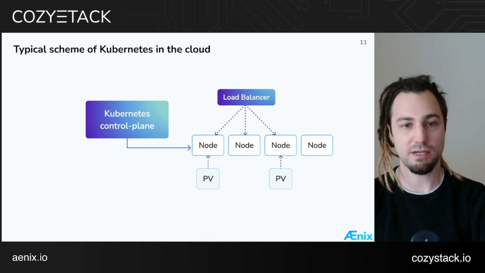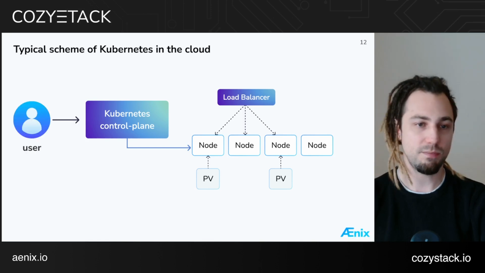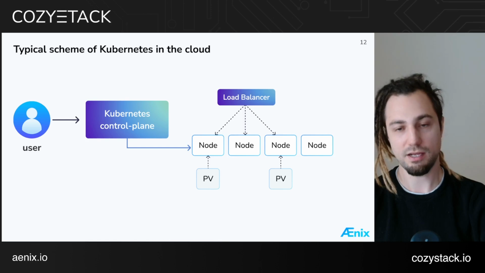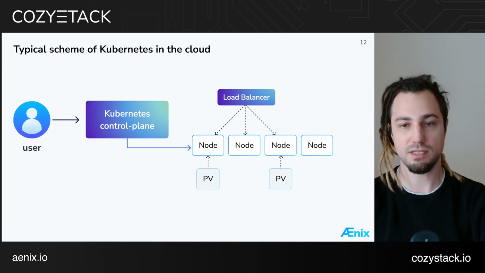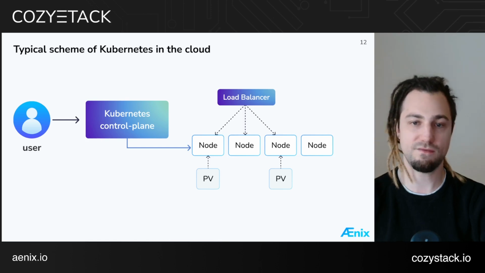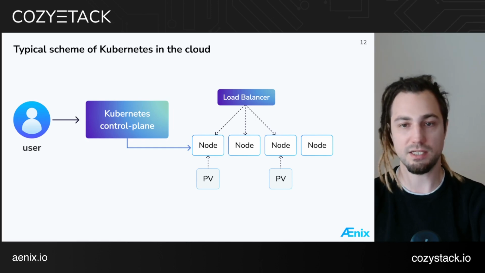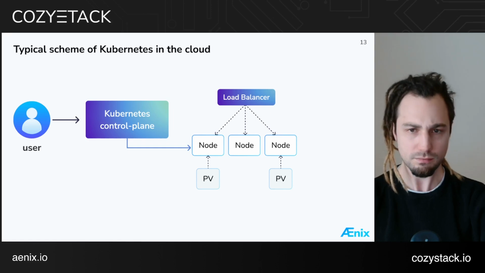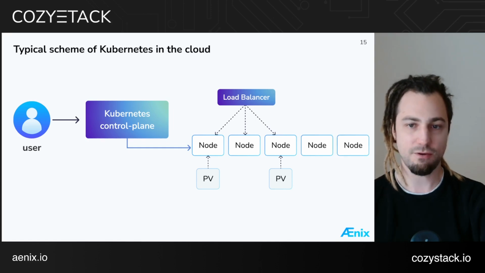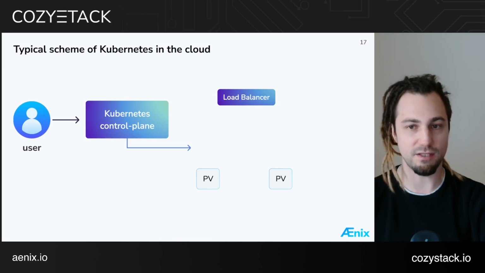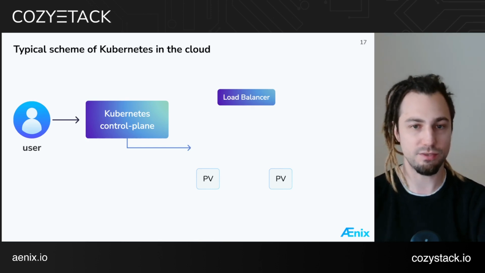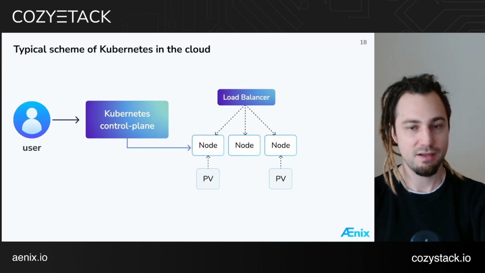You have a Kubernetes control plane, you communicate directly with it, and you have worker nodes, persistent volumes, and load balancers, which are balancing the traffic to your workload. You can scale this cluster down, you can scale this cluster up with an autoscaler. You can even remove all of your worker nodes, then run them again.